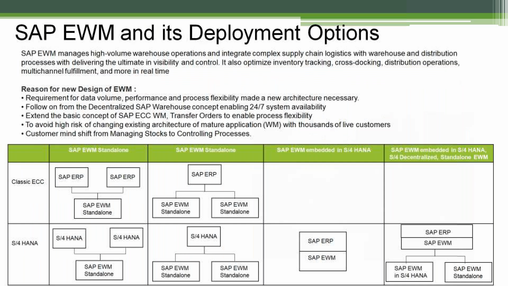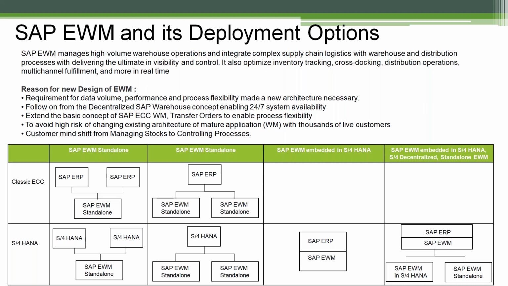SAP EWM and its deployment options. SAP EWM is a warehouse product from SAP which is used to manage high volume warehouse operations. It is used to integrate complex supply chain, logistics, and warehousing distribution processes. It provides us with ultimate visibility and control of warehouse processes.